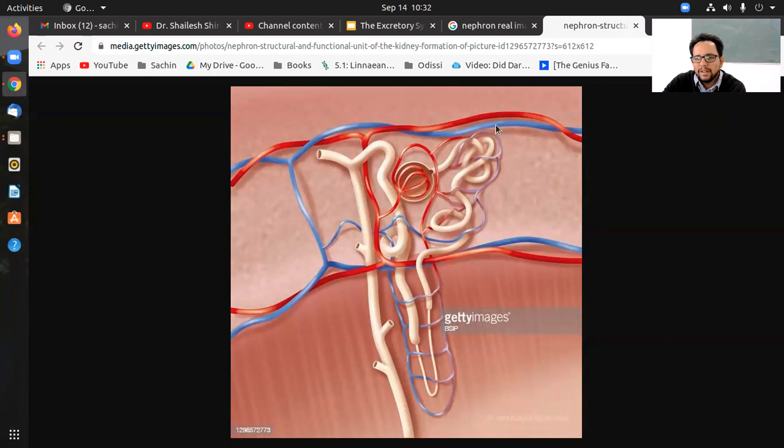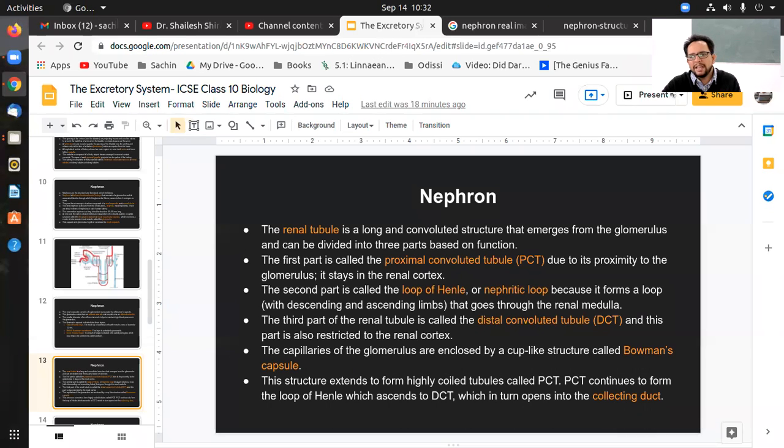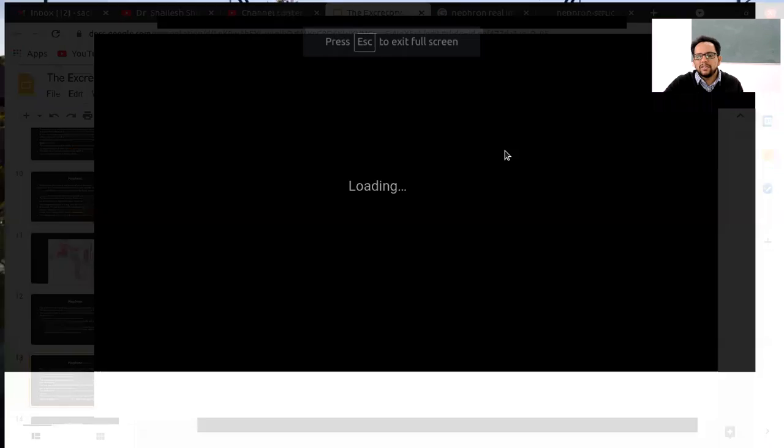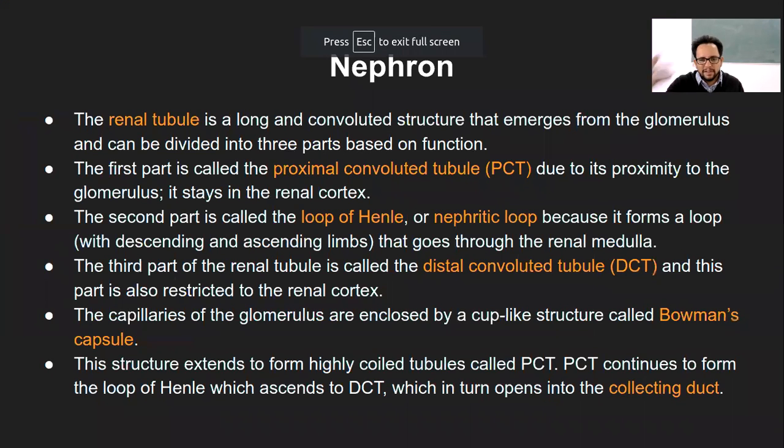And if you see the PCT and glomerulus, these are all within the cortex part, and the Henle's loop is within the medulla part. So that is how they are differentiated as well. And there are of course certain functions of being present there that we'll see in the mechanism part. So the second part is the loop of Henle or nephritic loop, and because it forms a loop with the ascending and descending limbs, it goes through the renal medulla.